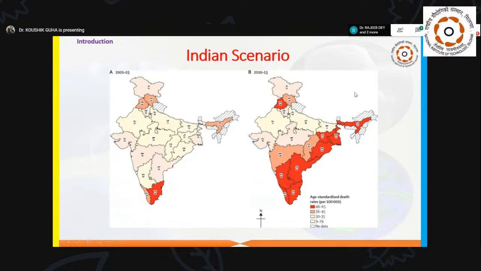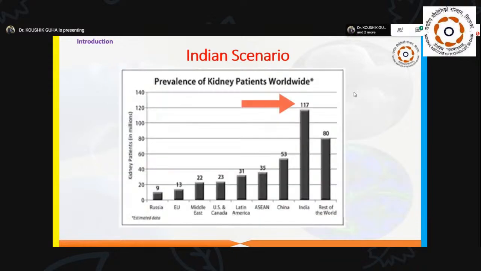So it is a highly alarming situation, and we have to take proper steps and do something to prevent that. On the prevalence of kidney patients worldwide, the Indian figure is highly alarming with respect to other countries. We can see in India, 117 patients per million. India's bar is the highest compared to all other countries.